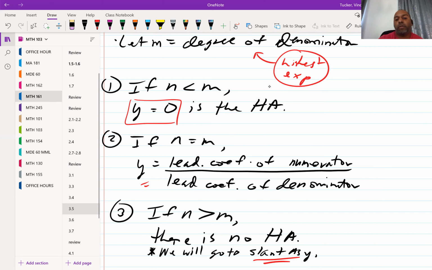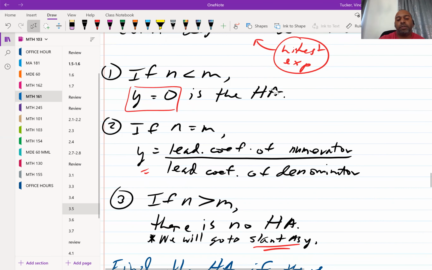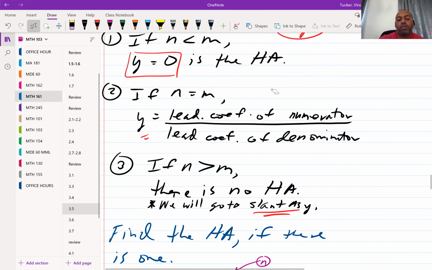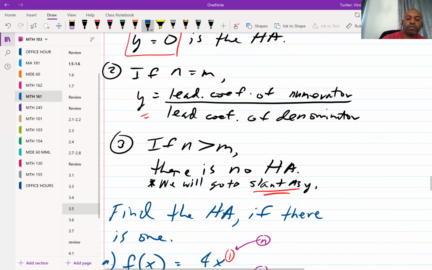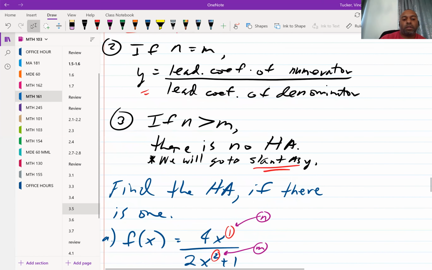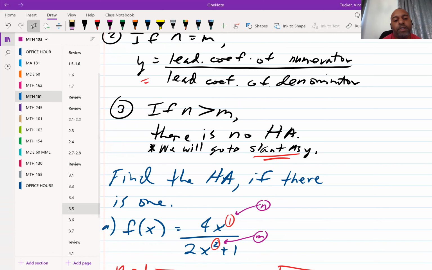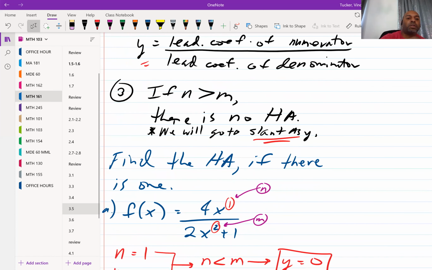All right. Any problems before we try it out? All right, so find the horizontal asymptote, if there is one. So we have f of x over 2x squared plus 1. So of course that one wouldn't be there. I was just notating that if you don't see anything, then assume there's a 1 there.